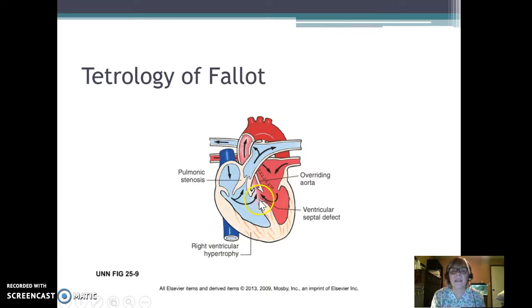we have a VSD, so the right and left ventricles with an overriding aortic arch. So not just is there an opening between the two, but the aortic arch makes it really easy for blood from the right side of the heart to go up it. And there's pulmonary stenosis, so blood comes into the right side of the heart, hard to go up that pulmonary artery and easy to go up the aorta. So we're taking deoxygenated blood, sending it back to the body. And then the fourth part of the defect is you get this right-sided hypertrophy. It just comes from trying to pump up that pulmonary artery.